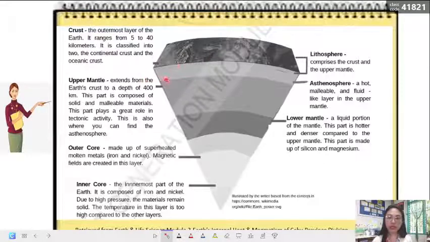And then the next part of it is the upper mantle. It extends from the Earth's crust to a depth of 400 kilometers. This part is composed of solid and malleable materials. This part plays a great role in tectonic activity. This is also where you can find the asthenosphere. So if you notice the labeling, this is the upper of the mantle, and we have here the lower in another color. Okay, again, upper mantle, this is where asthenosphere located.